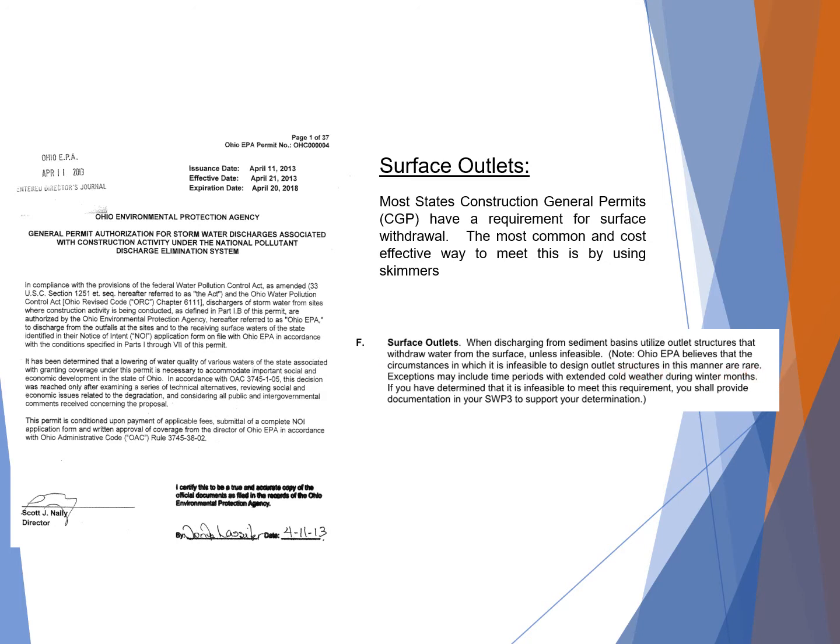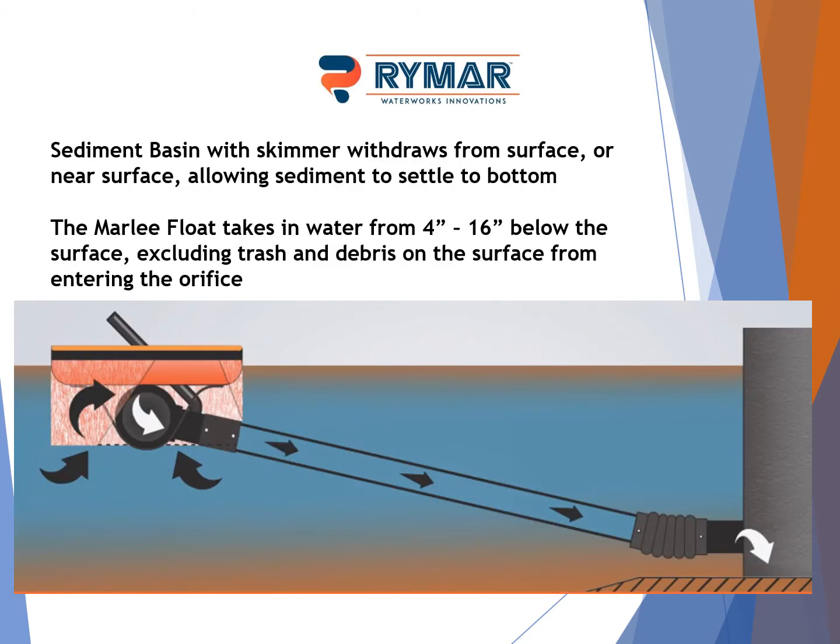Also, some states in colder weather do have extended time periods or allow for removal of the skimmer during frozen conditions. So sediment basins with skimmers withdraw water from the surface or near the surface, allowing sediment to settle to the bottom. The Marley float skimmer takes in water from 4 inches to 16 inches below the surface, excluding trash or debris on the surface from entering the orifice.